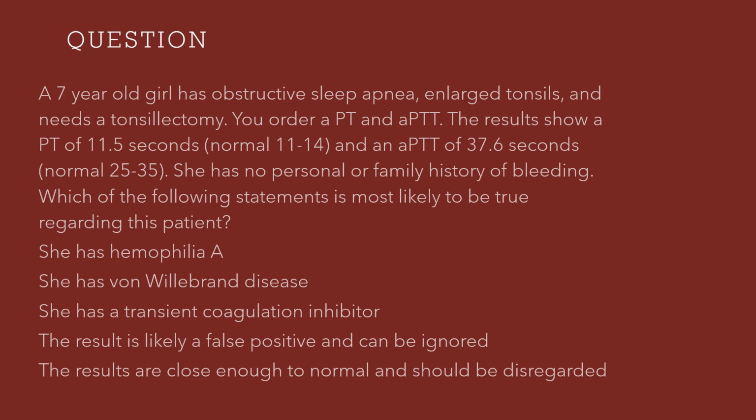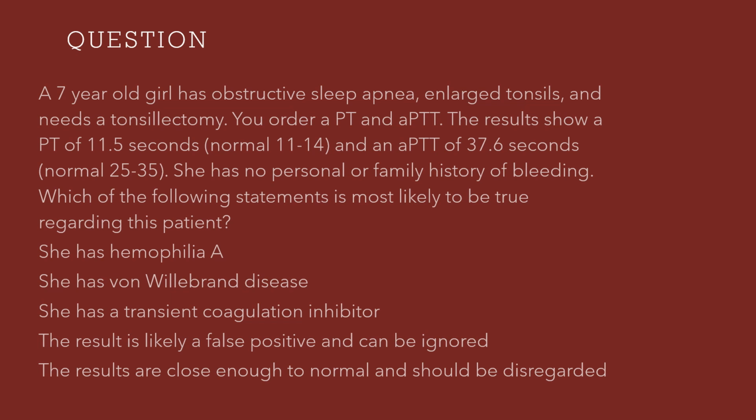A 7-year-old girl has obstructive sleep apnea, enlarged tonsils, and needs a tonsillectomy. You order a PT and a PTT. The results show a PT of 11.5 seconds, which is normal, and a PTT of 37.6 seconds, which is just outside the normal range of 25 to 35. She has no personal or family history of bleeding. Which of the following statements is most likely to be true regarding this patient?